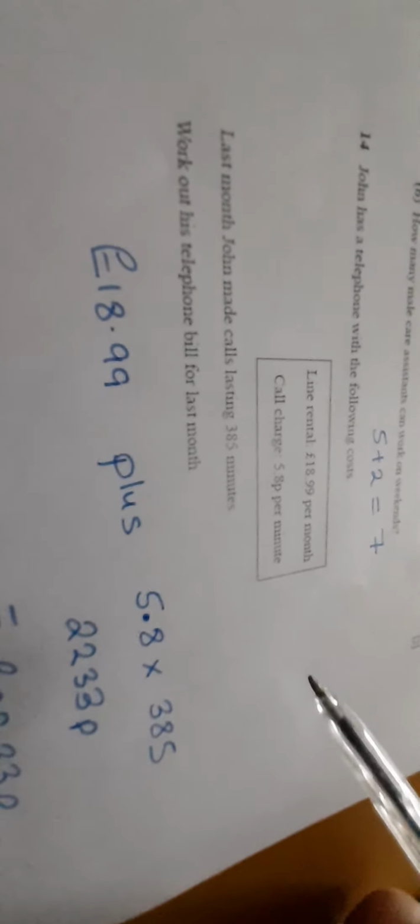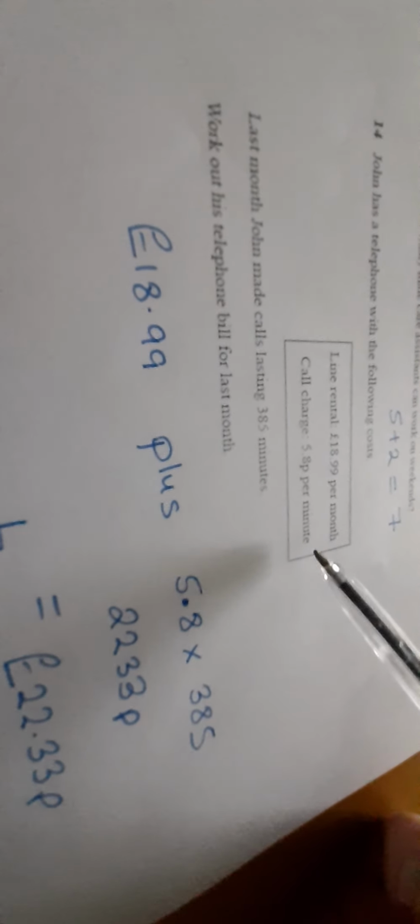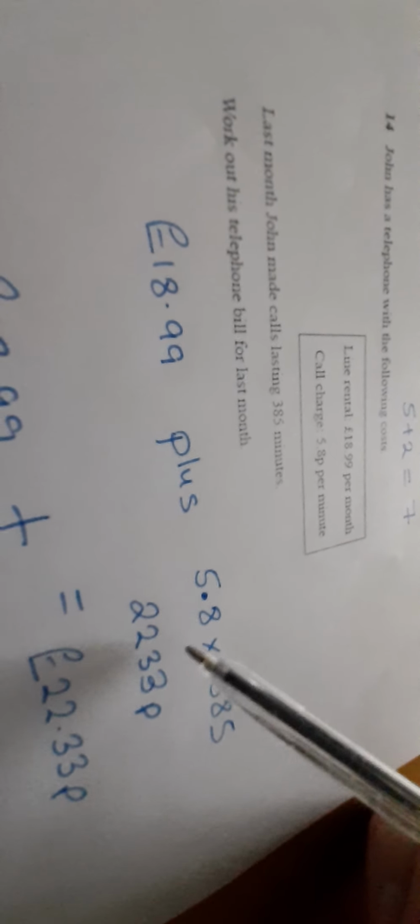That's 7. Phone bill, he pays $18.99 a month plus 5.8 per minute. So he always pays this and then plus his minutes. His minutes this time are 22.33, but that's pennies. So change it to pounds and then add the two numbers together. 41.32.